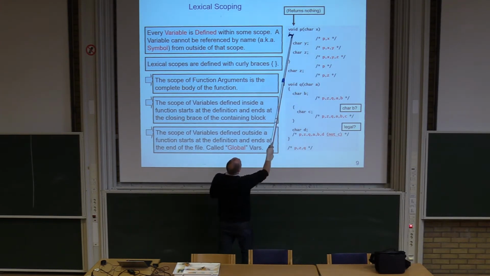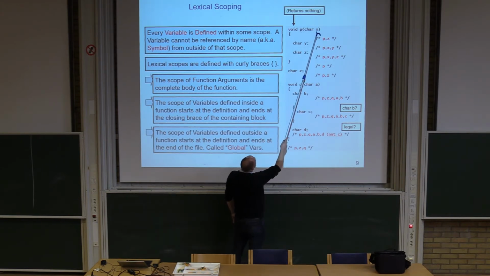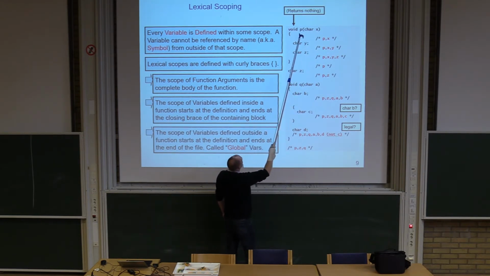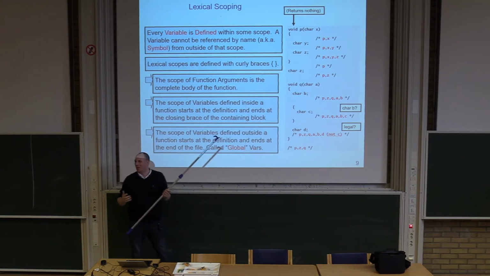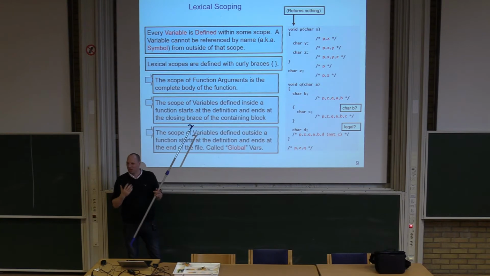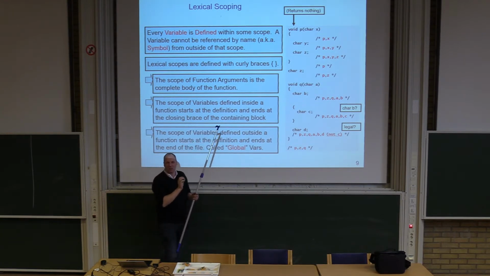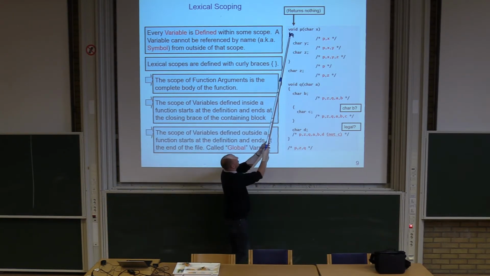Actually, here's one thing. This was a function p that had an argument x of type character, and it returned something called void. That means that it didn't return anything. If you don't want to return something from a function, we just declare the return type to be void.